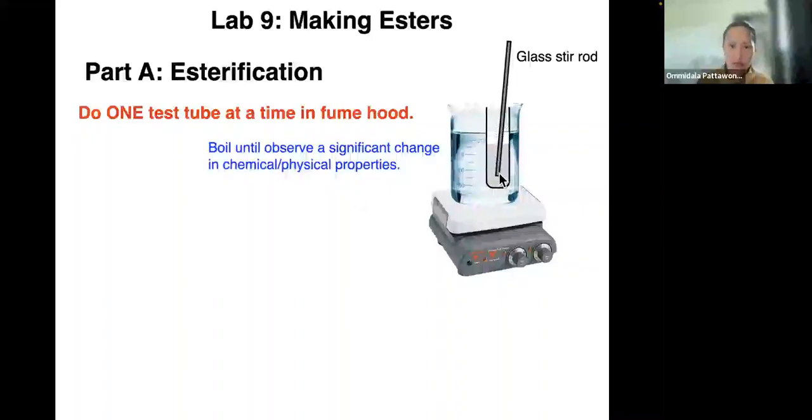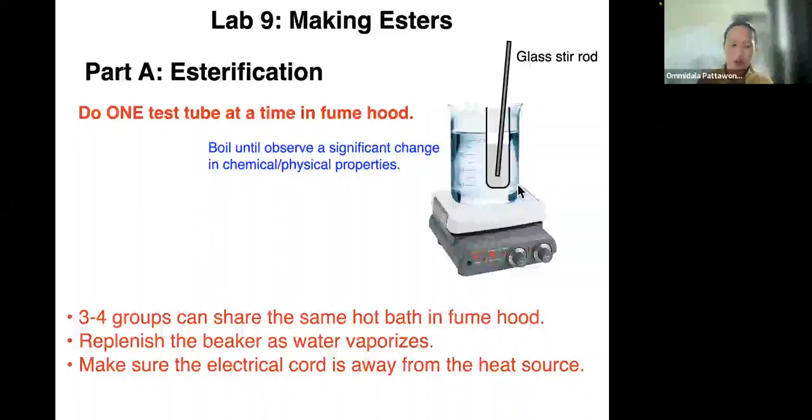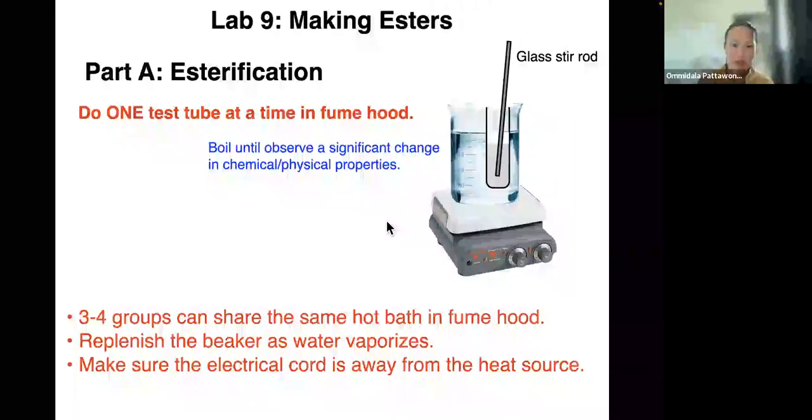You are going to boil this mixture until you observe a significant change. For example, you might see a color change or you might smell something. Note that the hot bath in the fume hood can be shared, and you will need to replenish the beaker as water vaporizes as well. And also make sure that the electrical cord is away from the heat source, so that it doesn't melt the electrical cord.